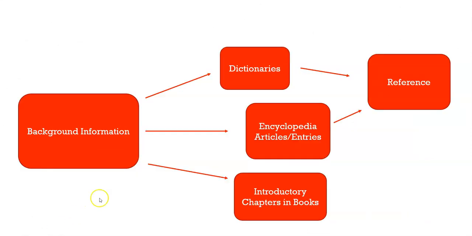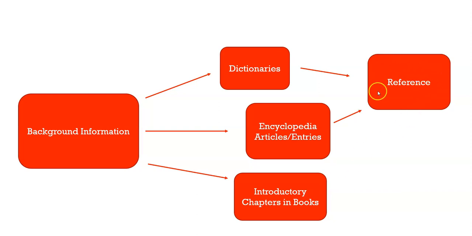Background information can be found in sources like dictionaries, which define topics, encyclopedia articles which define and explain topics. They give you the basic understanding. Background information can also be found in introductory chapters in books that again will give you an overview of a topic so you have a basic understanding for further specific reading.